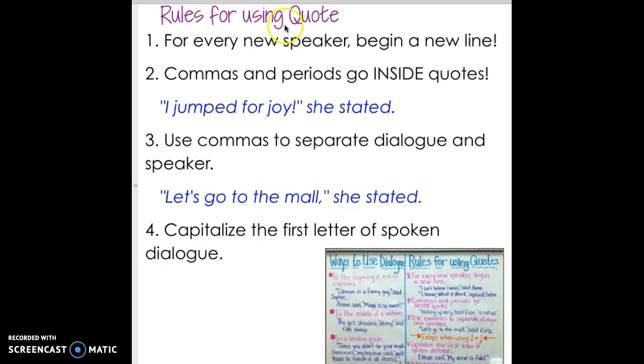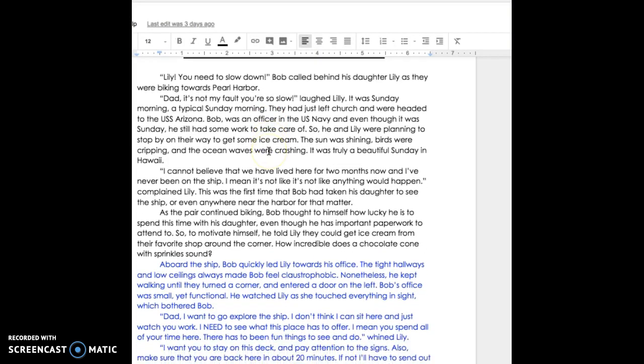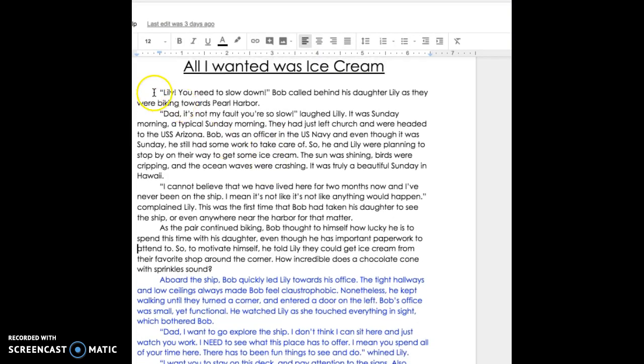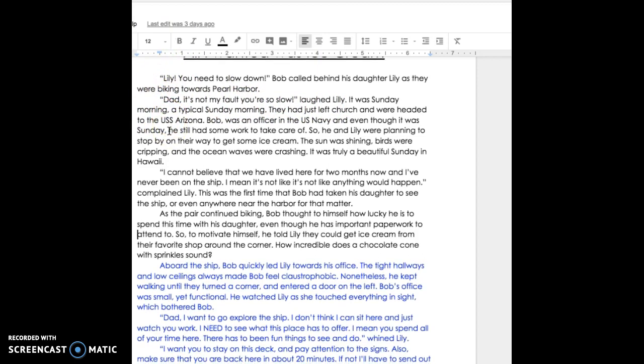And then some rules for using quotes. 1, for every new speaker, begin a new line, which is really important. So if we look at an example of my writing, "Lily, you need to slow down," Bob called behind his daughter as they were biking towards Pearl Harbor. "Dad, it's not my fault you're so slow," laughed Lily. See how I started a new line and I indented? That's how you're going to want to use quotes and dialogue in your writing.